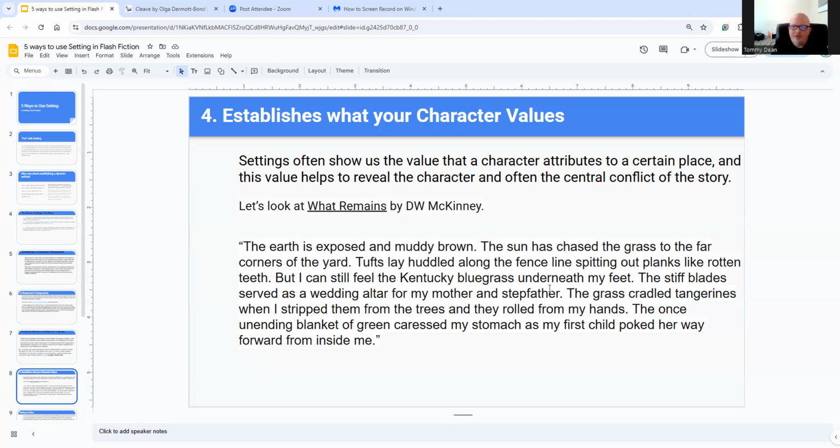Look at some of the words we've got: cradled, caressed, feeling grass underneath the feet. It's good enough to be a wedding altar, right? This is a place that has value for this character. This character has taken the time to show us through their perspective and the details and even a little bit of metaphor to show us how important this place is. So the more that you take your time and slow down and really describe a place through the perspective of your character, the more the reader will understand the importance of the setting. They will see how the character values this place.